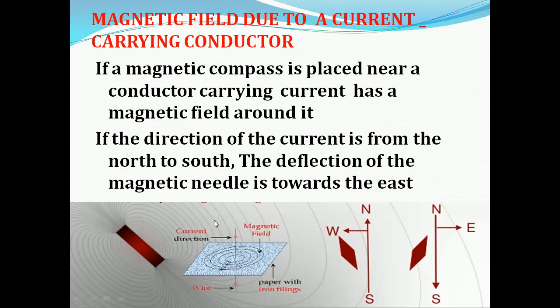The direction of the current is from north to south. That means if the direction of current is from north to south, then the deflection of the magnetic needle is towards the east. Understood? You can see in the picture. So when the direction of the current is from north to south, the deflection of the magnetic needle is towards the east.